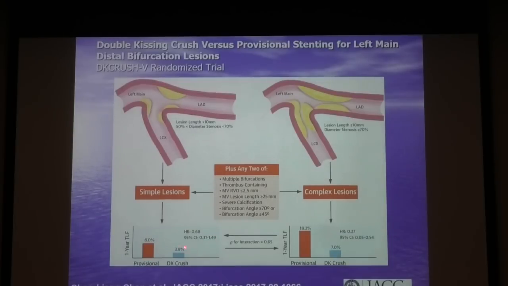Long lesion, heavily calcified, diffuse atherosclerosis, and all these criteria. هون كان الفرق بين الDK crush والprovisional stenting. Provisional stenting TLR was 18% compared to 7% in the DK crush. So maybe it's a technique that you should know about, and you should consider it in a selected group of patients.